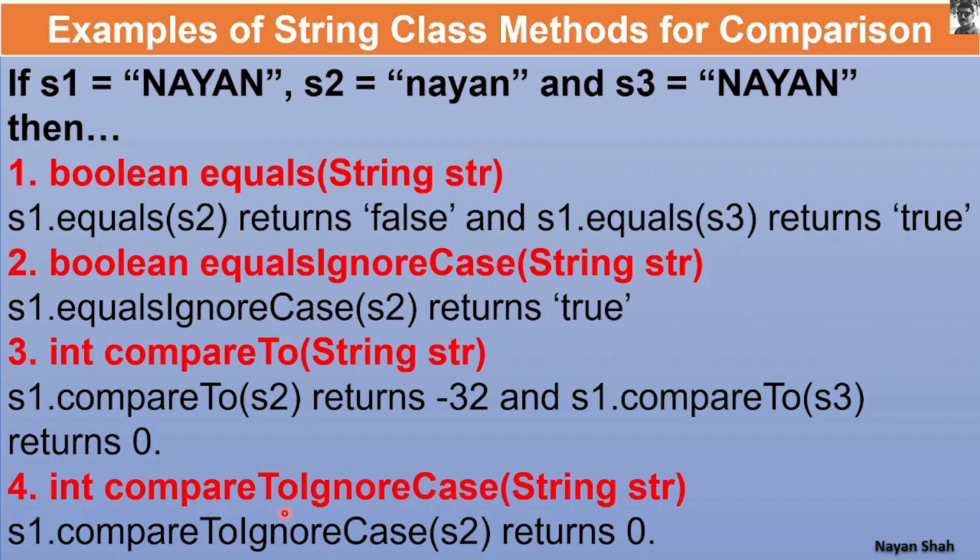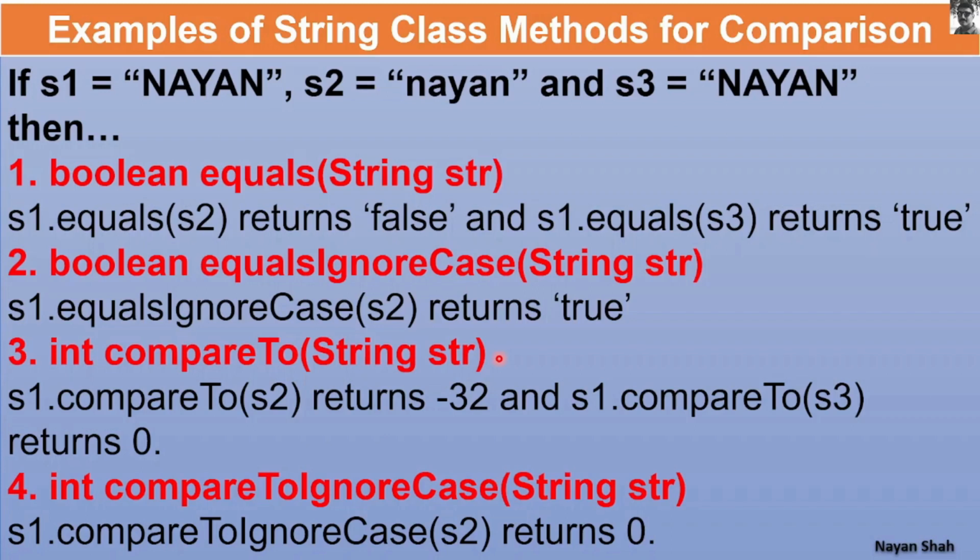Fourth method, int compareToIgnoreCase. Now if I write S1.compareToIgnoreCase(S2), it will return 0, because here we are ignoring capital and small letters. Even S1.compareToIgnoreCase(S3) is 0. Whether you compare the capital NAYAN string with the small nayan string or with the capital NAYAN string using compareToIgnoreCase, it will always return 0. So these are the first four methods for string comparison.